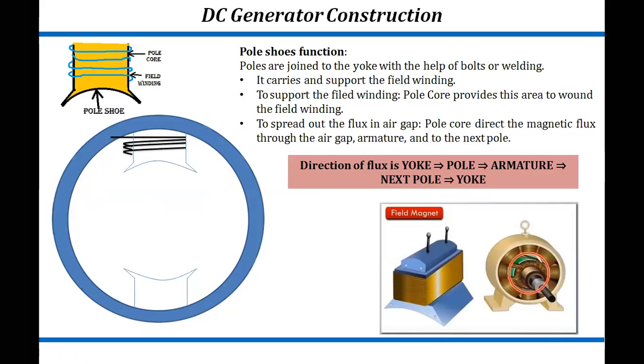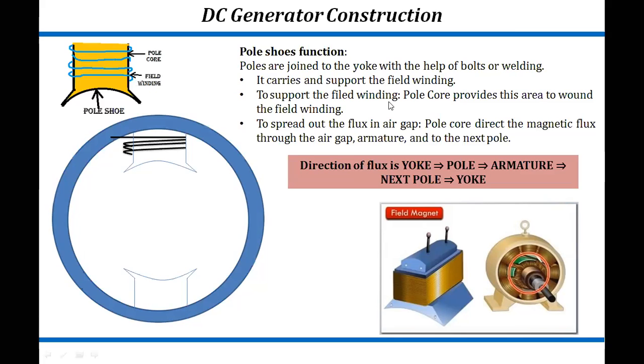It carries and supports the field winding. To support the field winding, the pole core provides this area to wind the field winding and to spread out the flux. Because here we are using the field winding. Field means what? Here we are using the coil. And we are aware of Faraday's law. What Faraday's law states is that when a conductor is cut by a magnetic field, at that time it will produce the magnetic flux. So we can say here the pole shoes carry the field winding.